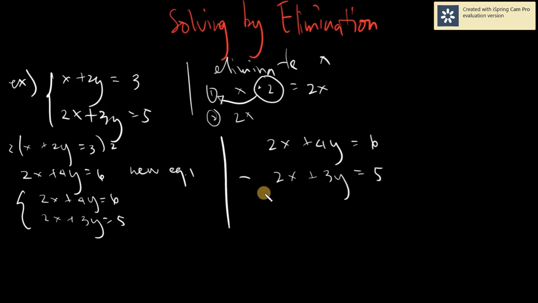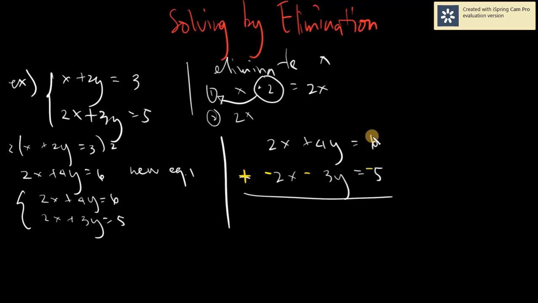Take note, the rule about subtraction is that you will always change the sign of your subtrahend. This is the subtrahend, so I will change the sign of everything. This would be negative, this would be negative, and this would be negative. After you have done that, you will proceed to addition, and then you will evaluate.